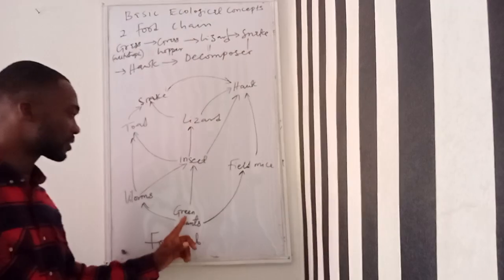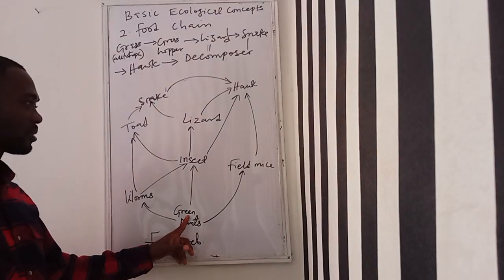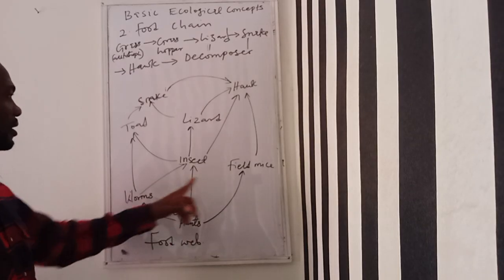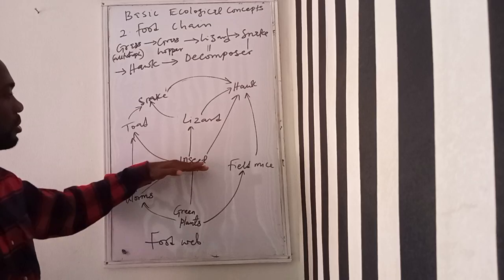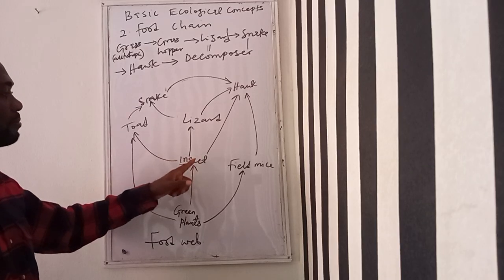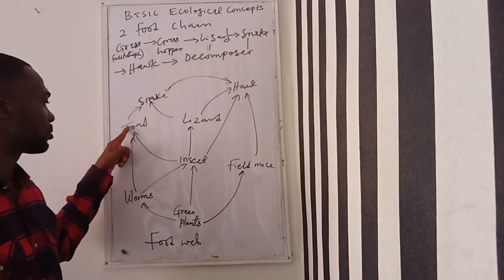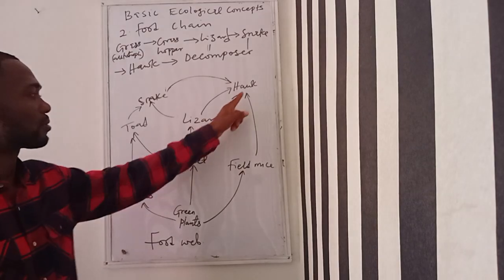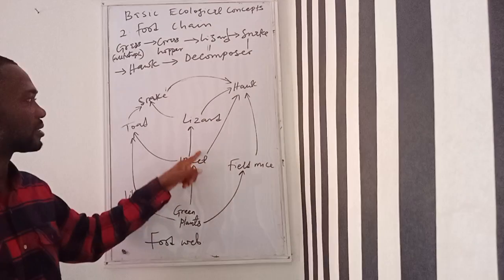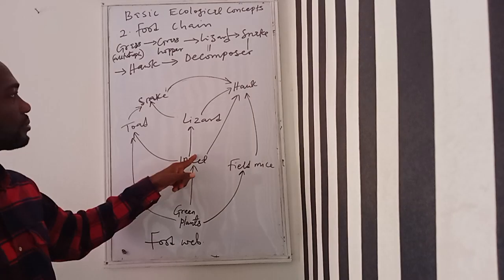So in this case now, you can see the green plant, which is the producer. Worm feeds on green plant. Then field mice also feed on green plant. Then coming up to this level, the primary consumer, we have that the insect is being fed by toad. Then toad also feeds on worm. Hawk can directly feed on insects, whereas lizard can feed on insects.